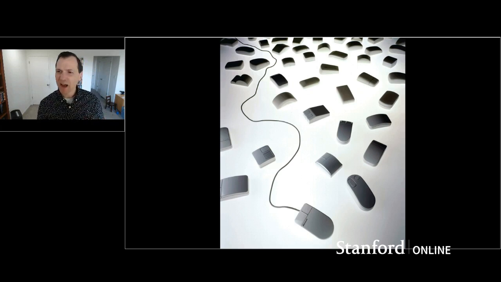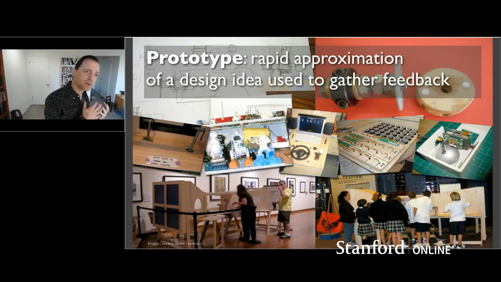How would you do that with an AI, in which it would take tens of hours, maybe even months to create each version of these things? So if we go with this notion again from Scott that a prototype is a rapid approximation of a design idea that you're using to gather feedback, how do you gather feedback?